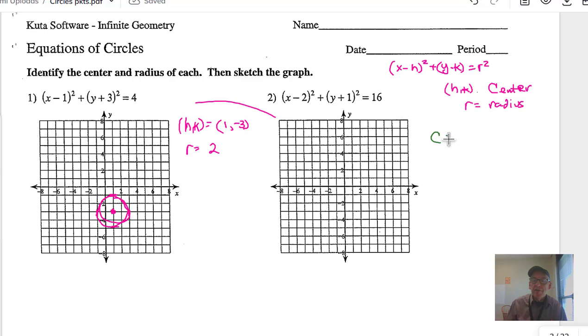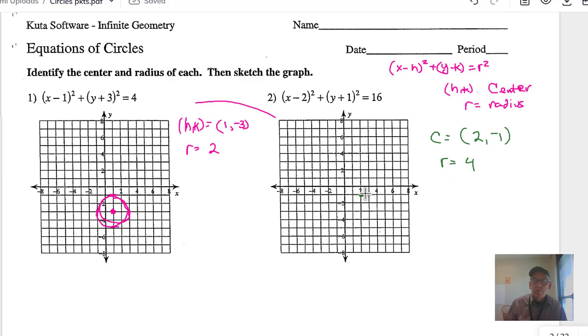Now I want to identify the center. So the h is going to be a positive 2, the k is going to be a negative 1, and the radius is going to be the square root of 16, which is 4. So we're going to put the center at (2, -1): over 2, down 1.